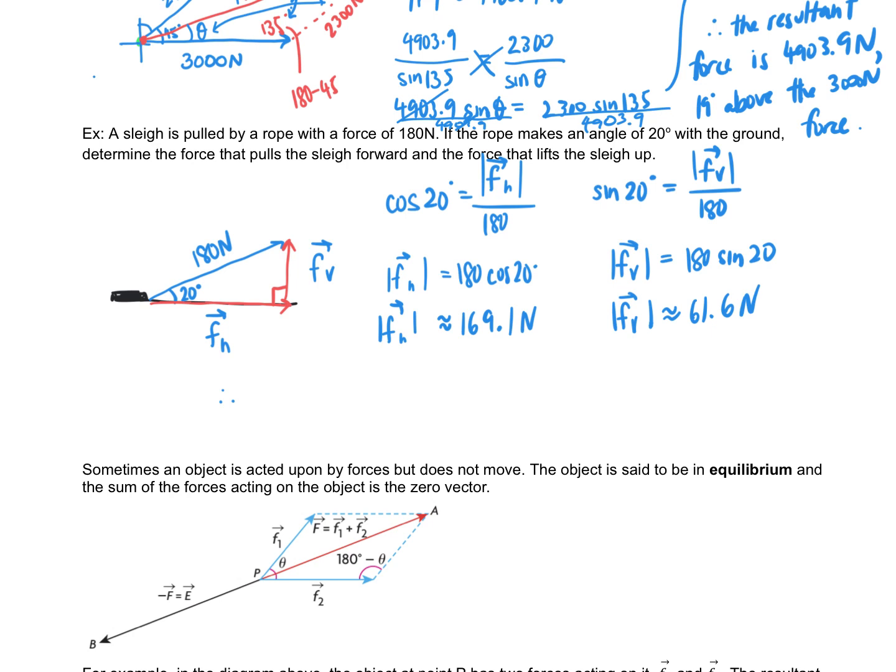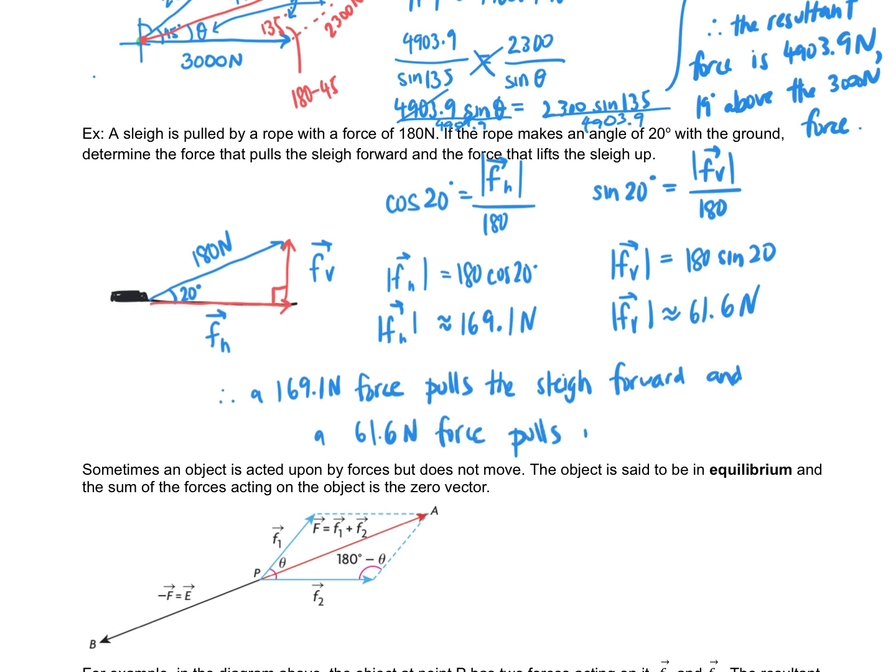Therefore, a 169.1 Newton force pulls the sleigh forward, and a 61.6 Newton force pulls it up.